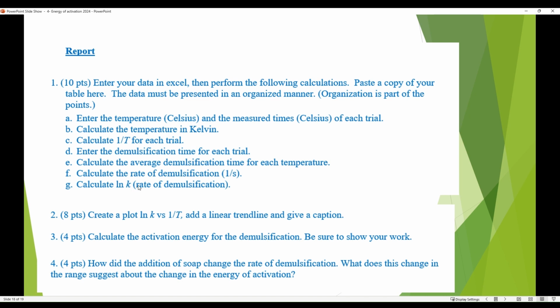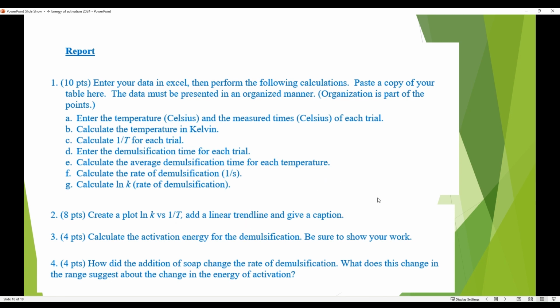And then you're going to calculate the natural log of that rate. And that gets you to G. So they're all just little steps. Now in 2, you're going to make that plot ln k versus temperature and add a trend line. You should have a downward trend. And that slope is going to equal negative EA over R.